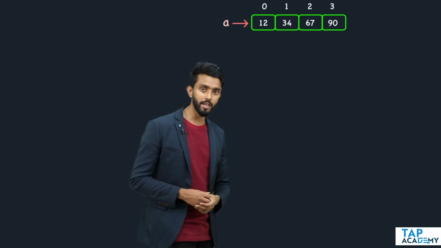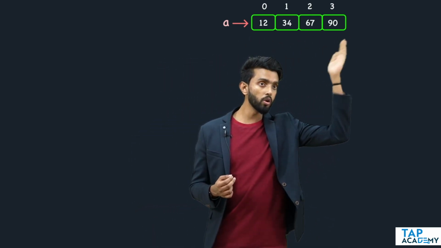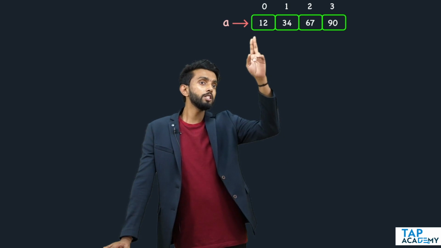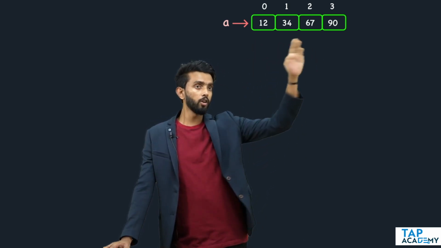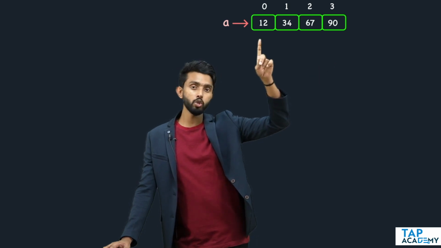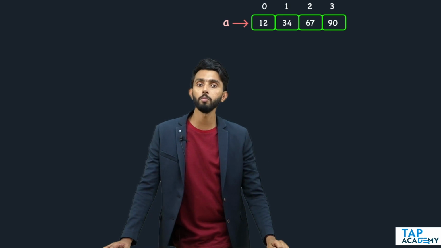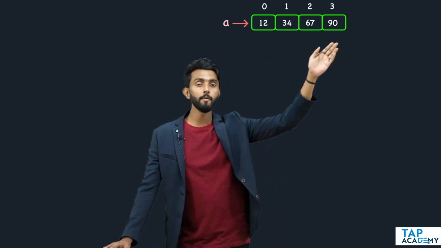So the question says that they are going to give you an array of books like this. Let us assume this array is called A. Now in this array A, what they have given is these values 12, 34, 67, 90. Now what this means is that there are totally 4 books. First book has 12 pages, second book 34 pages, similarly 67 pages and 90 pages. I hope you're able to think. So they have given you the number of pages in each book as an array.